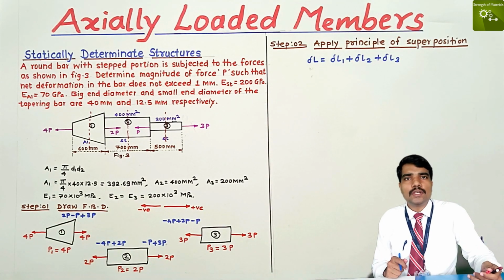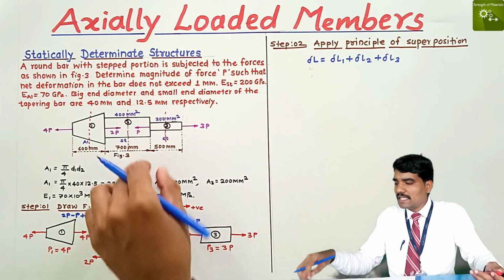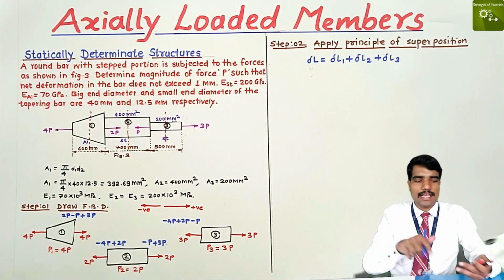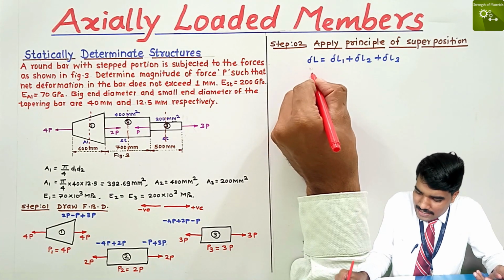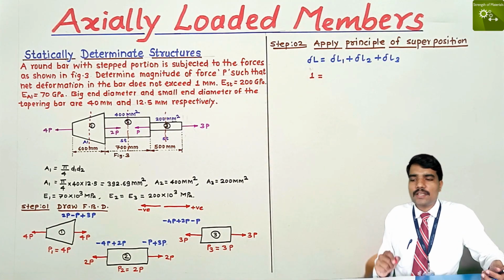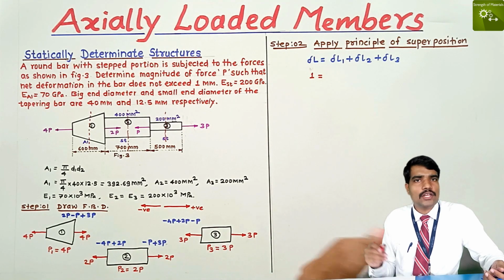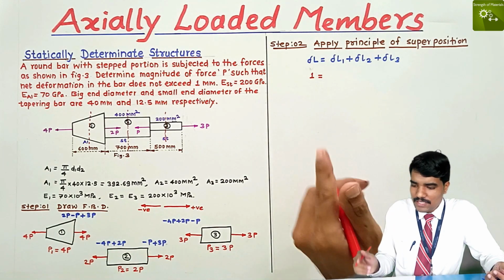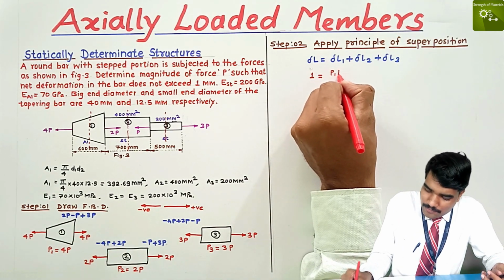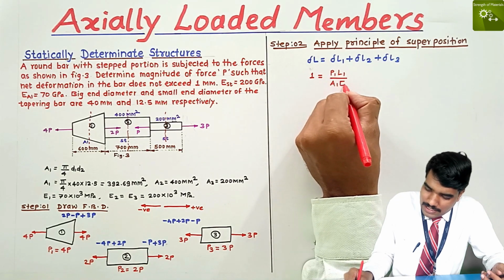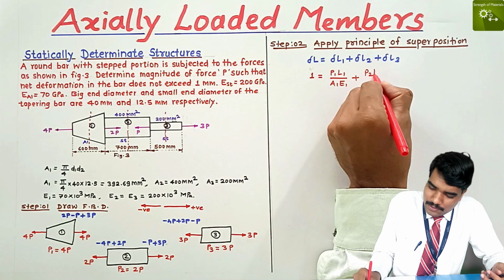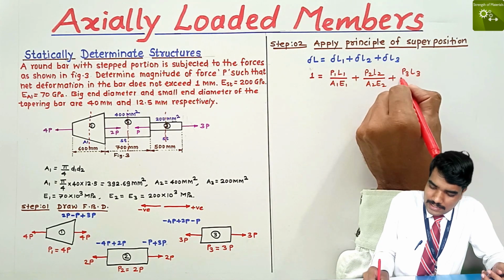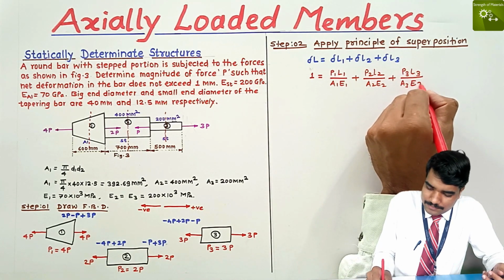But we know the total elongation produced in that member is not to exceed 1 mm, which means that delta L is 1 mm. We put here that delta L is 1 mm is equal to, what is the formula for delta L? According to Hooke's law, delta L is PL divided by AE. So by using that formula, delta L1 is P1 L1 divided by A1 E1 plus delta L2 is P2 L2 divided by A2 E2 plus P3 L3 divided by A3 E3.